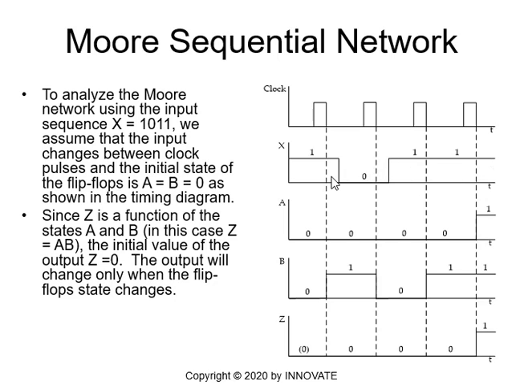It changes between the states as you see. And we assume that the input changes between the clock pulses and the initial state A equals B equals 0. Since Z is a function of the states A and B, in this case Z equals A and B, the initial value of the output Z will be 0. Okay, so Z initially will be 0, and the output will change only when the flip-flop state changes.